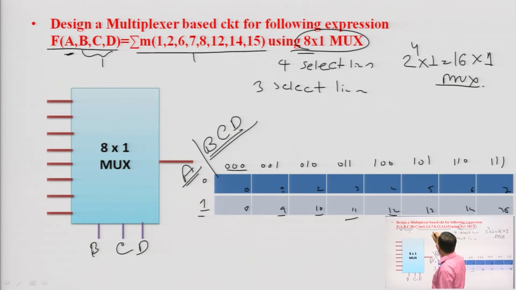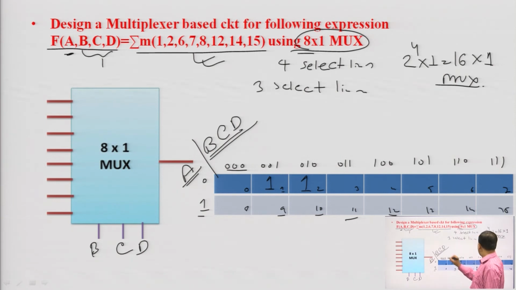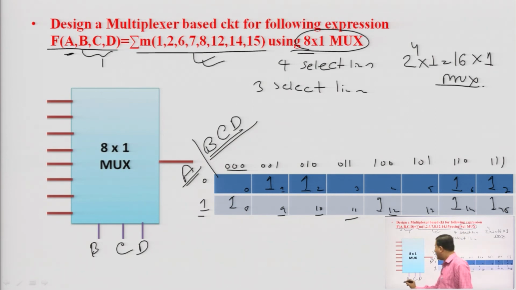So, now why are we doing this format? We have to put these values, means the output is 1 for these minterms. So, we will put 1 for 1, for 2 it is 1, for 6 it is 1, for 7 it is 1, for 8 it is 1, for 12 it is 1, for 14 it is 1 and for 15 it is 1. Okay. So, now if we check here, this is the most important part of this type of problem.